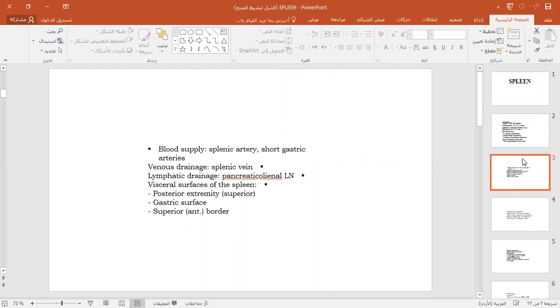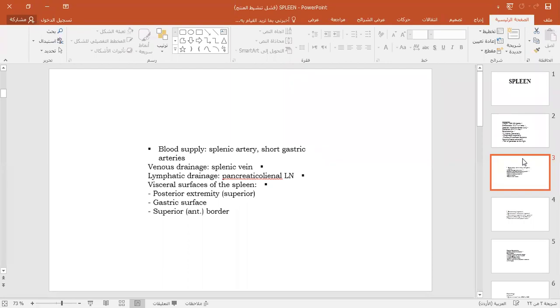Blood supply to the spleen is by splenic artery, which is a branch of the celiac trunk, and short gastric arteries. Venous drainage is to the splenic vein. Splenic vein starts from the spleen and at the posterior aspect of the pancreas communicates with the superior mesenteric vein to form portal vein. Lymphatic drainage is to the pancreatico-splenic lymph node.